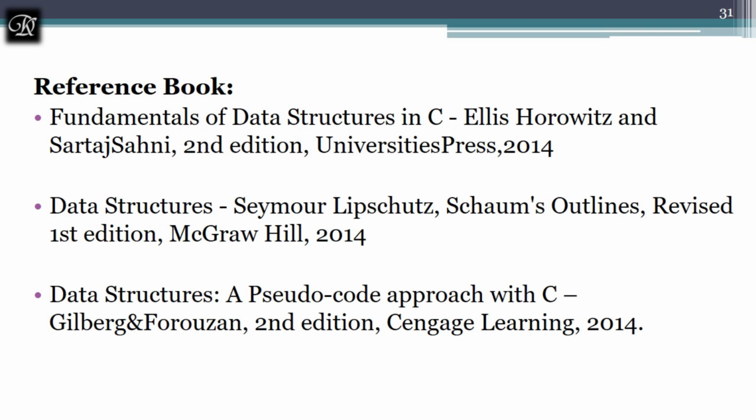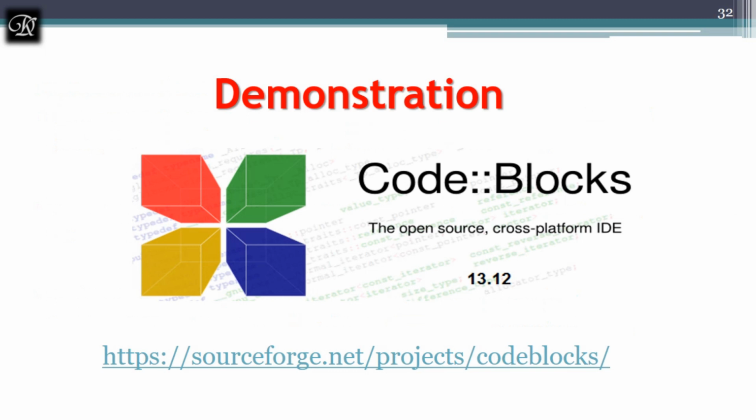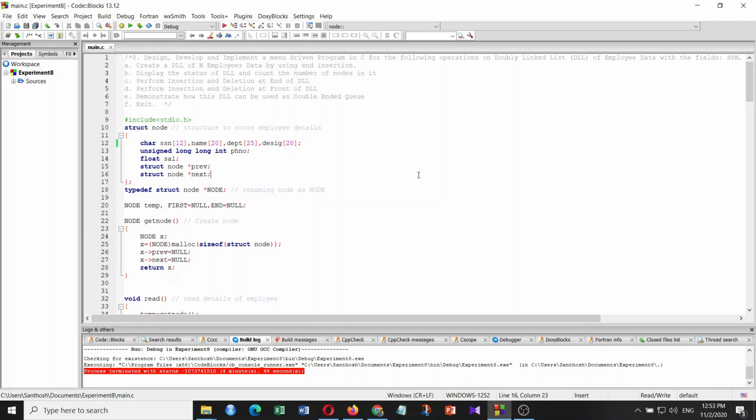These are all the references which are used for explaining this experiment. Let's see the demonstration using the code block. Let's see the demonstration of the doubly linked list program. This program implements all the features which are provided in the question.